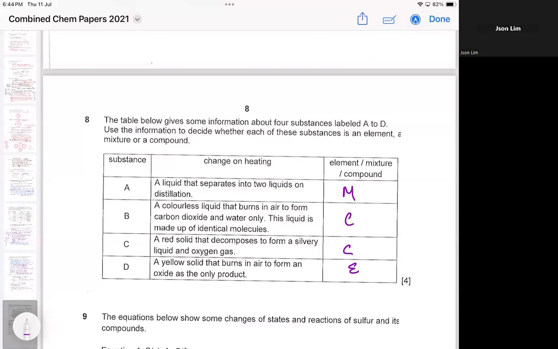C is a compound because it says it's a substance. If you heat it, it turns into a silvery liquid, likely to be a metal, plus oxygen gas. That means C is likely to be a metal oxide. Metal oxide is a compound. Make sense?